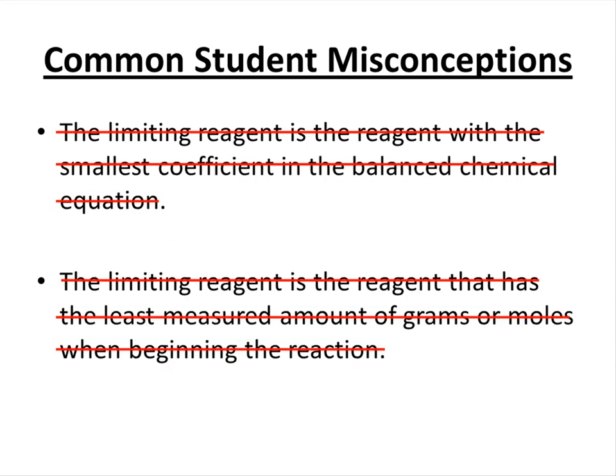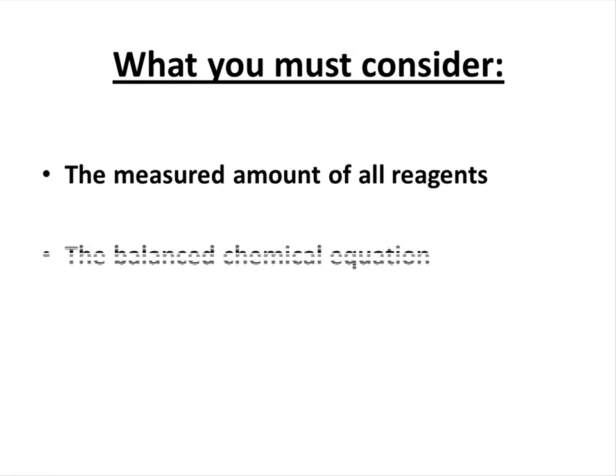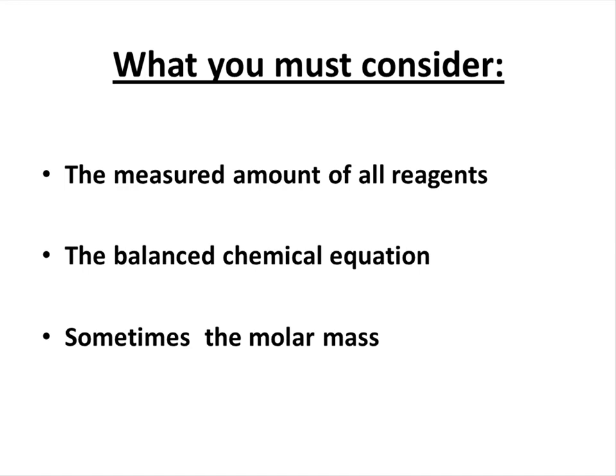It is incorrect to make these assumptions because there are multiple factors that relate reagents and products in a chemical reaction. We need to consider the measured amount of all reagents, the balanced chemical equation, and sometimes the molar mass. This often requires calculation. For these calculations, we can use stoichiometry, or the relative quantities of reagents and products that are involved in a particular chemical reaction.